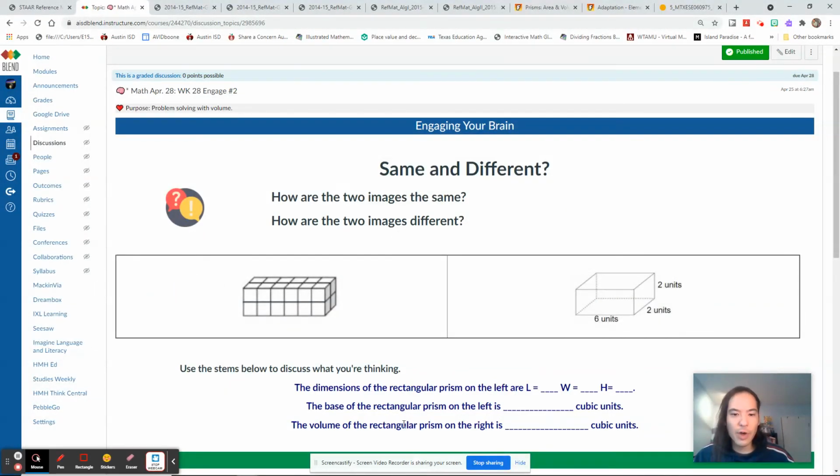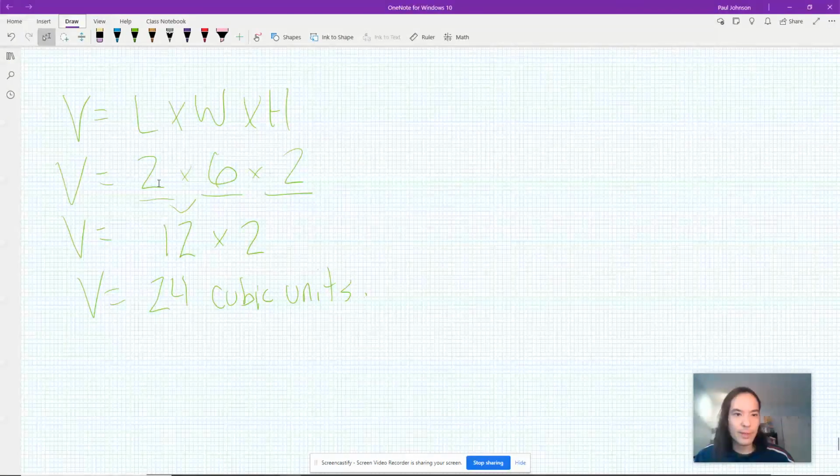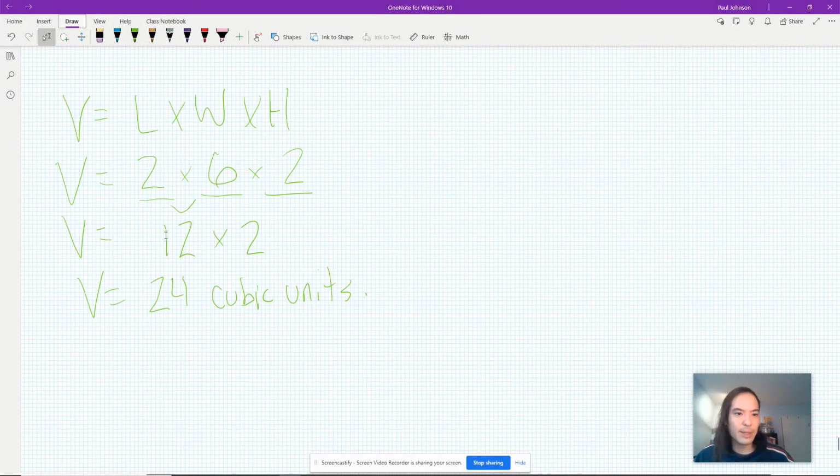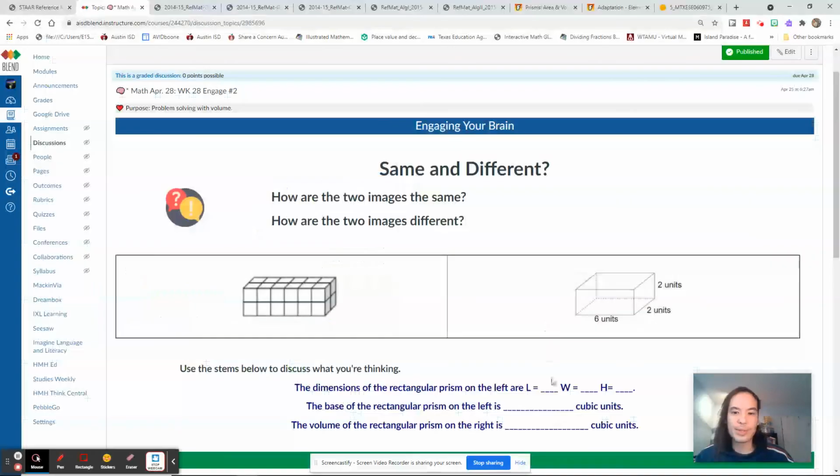And then finally, the volume of the rectangular prism on the right was length times width times height. So 6 times 2 was 12, times 2 more was 24. That's what we got over here. Length times width times height. We found our base, which was 12, multiplied that by 2 layers, and we got 24 cubic units. So your volume of the rectangular prism on the right is 24 cubic units.